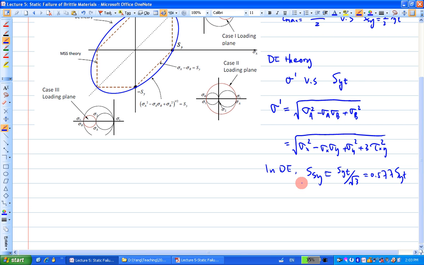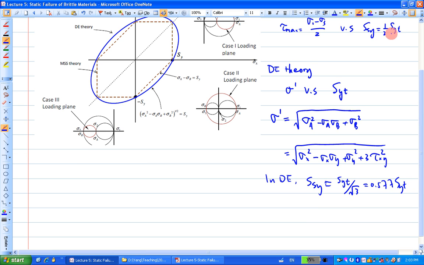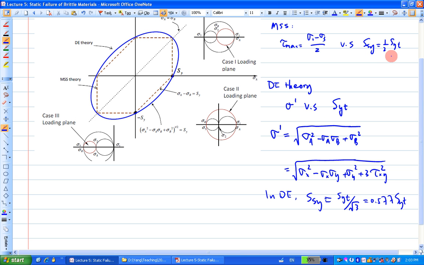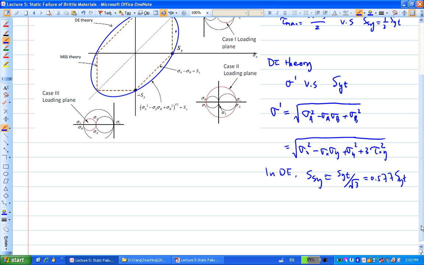However, you should know that in distortion energy theory, the shear strength is 0.577 SYT, so it's slightly bigger than the shear strength used in MSS theory, right? That tells us the MSS theory is a little bit more conservative than the DE theory, which can also be explained by the graphic here. As you can see, MSS theory is inscribed within the DE theory. So when you have a point here, it's considered safe according to DE, but it's not safe according to the MSS theory. In short, that's what DE and MSS are for ductile material.